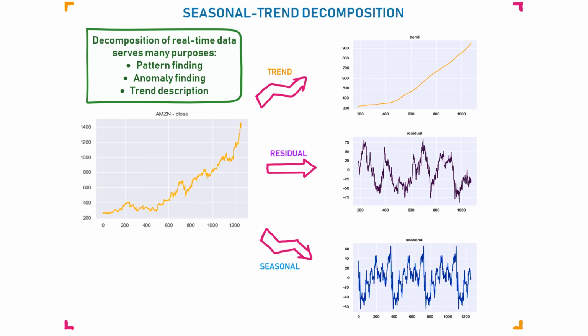In this example, I have decomposed Amazon stock prices into the 3 constituents. The trend on the top, which depicts a general pattern of the data, the seasonal on the very bottom that extracts the periodicity of the data, here we can see a yearly fashion that occurs, and the residual component, which is a leftover of the latter 2, and here is where we look for the anomalies.